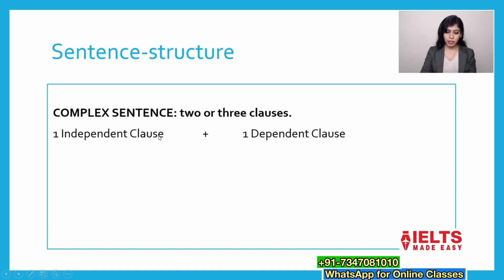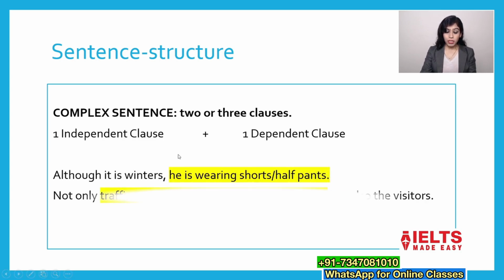The first one is an independent clause and the second one is a dependent clause. When we have one independent and one dependent clause, then only it becomes a complex sentence. But in a complex sentence we can even use 3. So that can be 2 independent clauses and 1 dependent clause, or 2 dependent clauses and 1 independent clause. That varies.